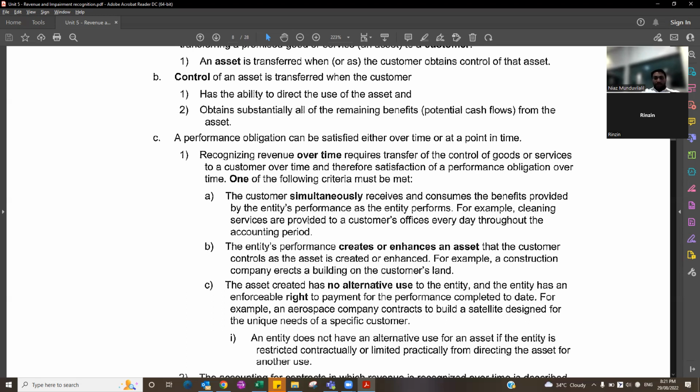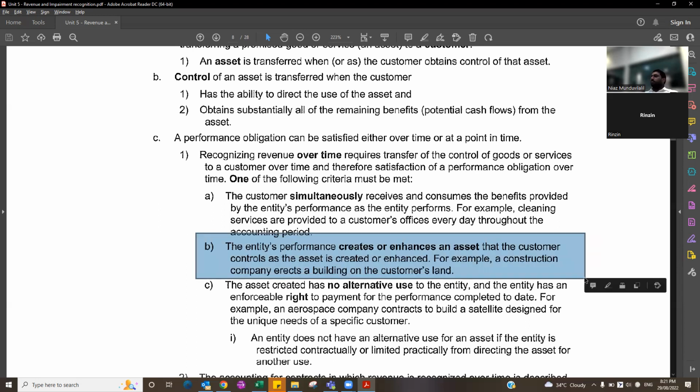Then, for example, cleaning services are provided to a customer's office every day throughout the accounting period. Clear? The entity's performance creates or enhances an asset that the customer controls as the asset is created or enhanced. For example, a construction company erects a building on the customer's land. Clear? Here also you get progressive payments. You recognize revenue on the basis of completion.